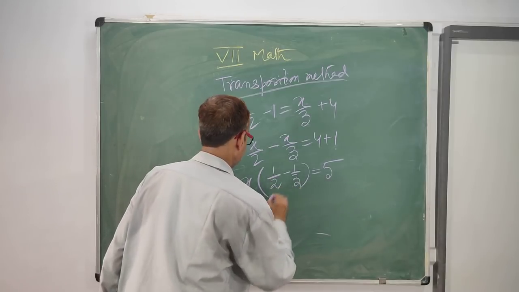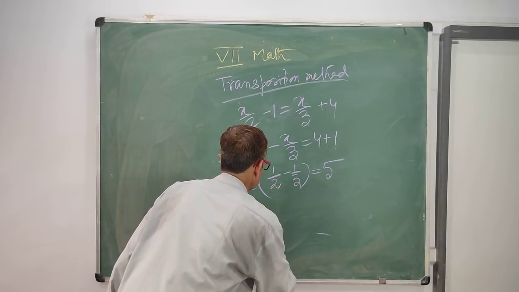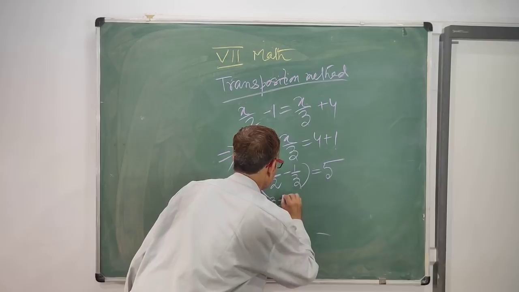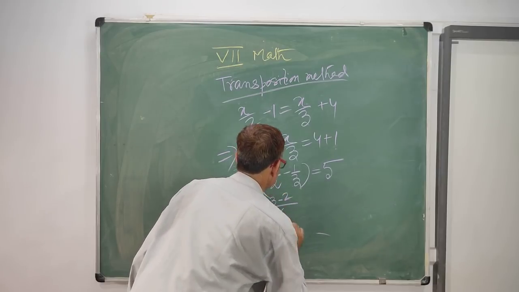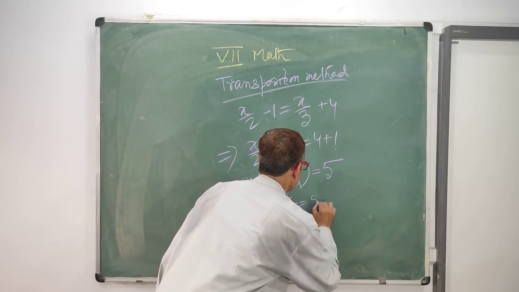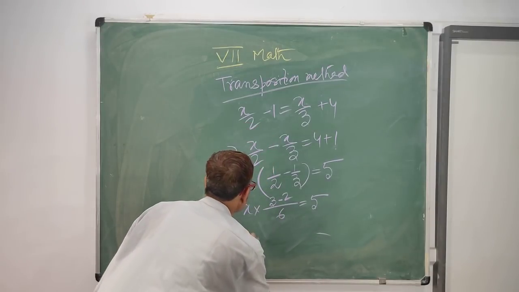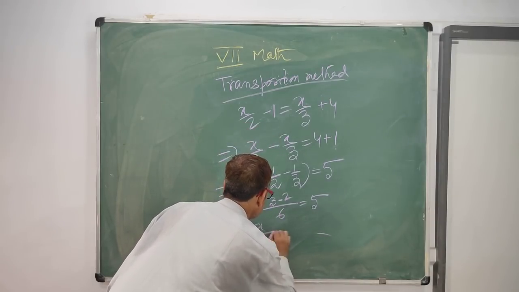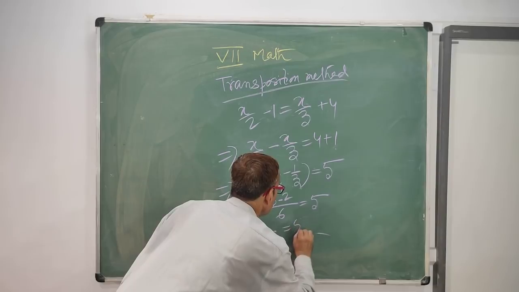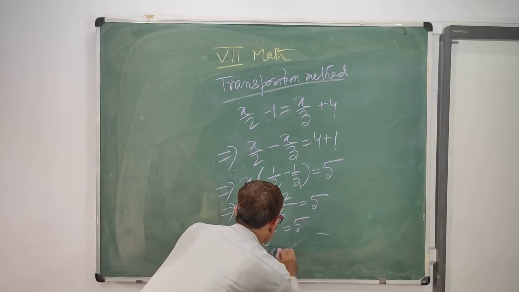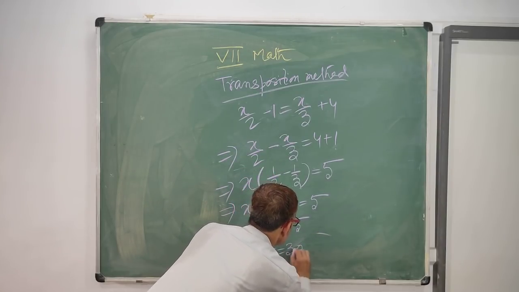Then you take the LCM. x into 3 minus 2 over 6 is equal to 5. Or x by 6 equal to 5. So x equal to 30.